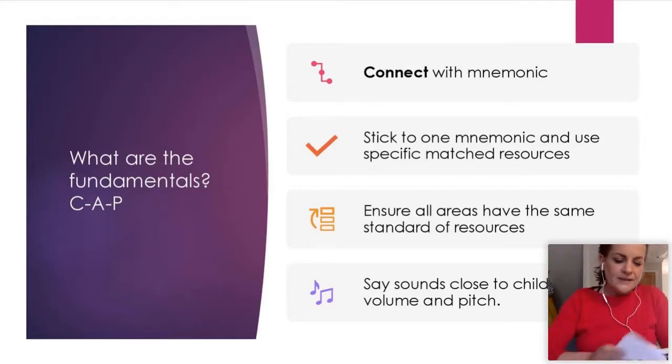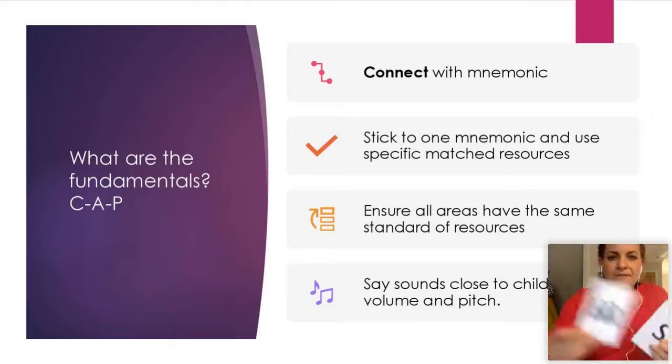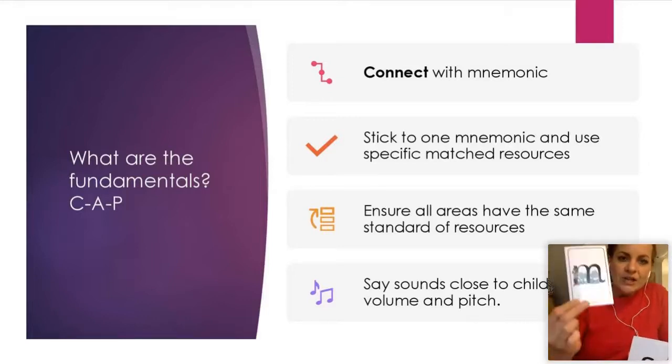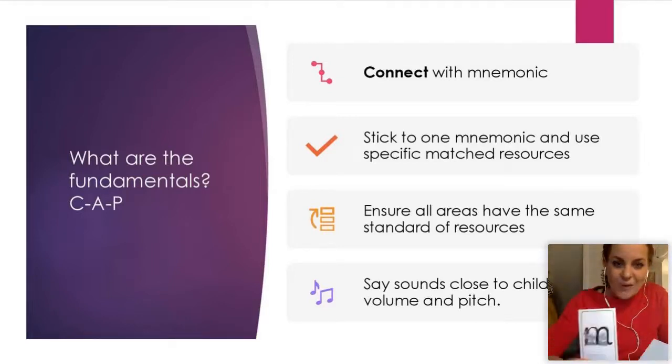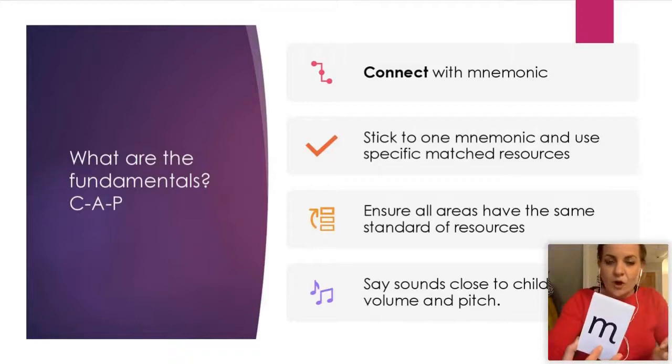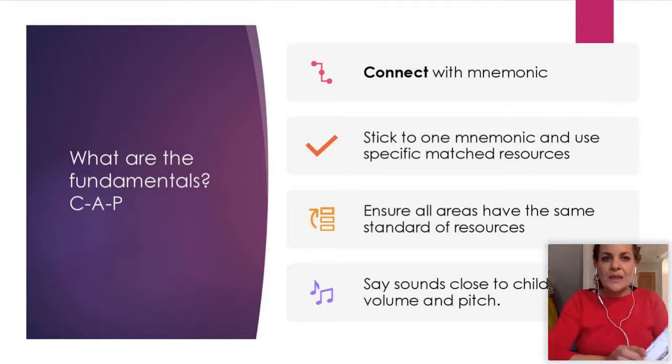Now, if I think of these set 1 sounds that I've got here for Read Write Inc, they have set pictures on the back. Children can only connect with one. So if we use multiple systems within our school, there's going to be confusion and they can't connect to them. They connect with one. So use the one that you've got for your system. Stick to one mnemonic and use the specific resources that support your scheme.